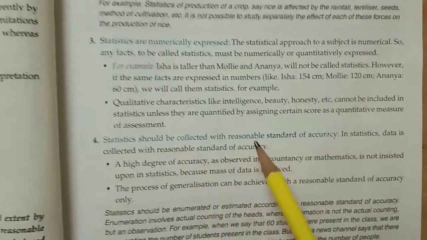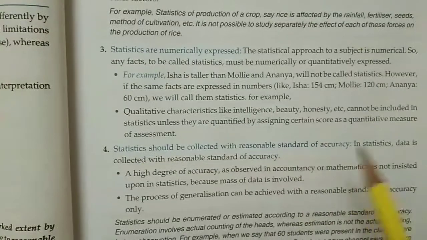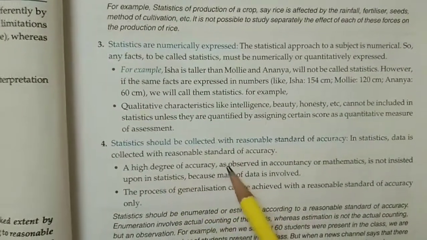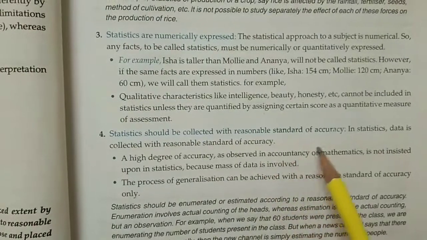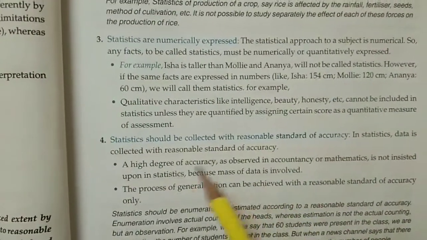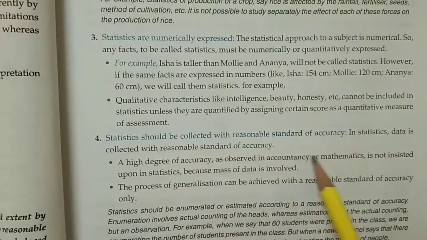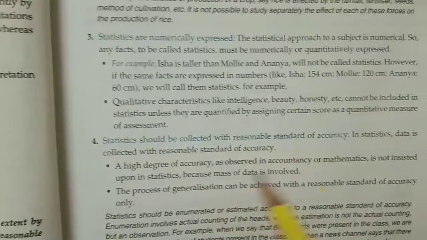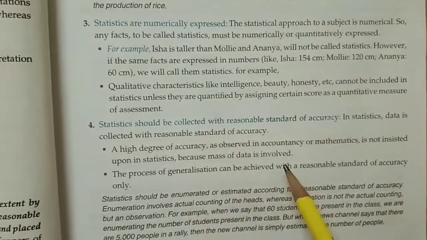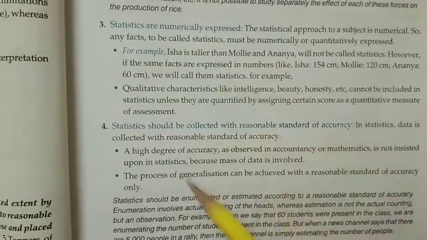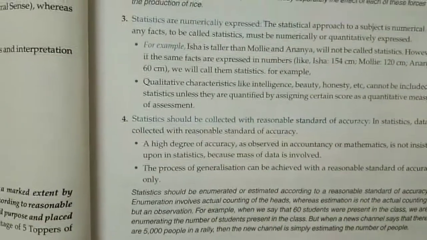Statistics should be collected with a reasonable standard of accuracy. In statistics, data is collected with a reasonable standard of accuracy. A high degree of accuracy as observed in accountancy or mathematics is not insisted upon in statistics because a mass of data is involved. So a high degree of accuracy can't be observed, because there is a mass of data which is involved. The process of generalization can be achieved with a reasonable standard of accuracy only. So hope the features are clear. Now let us see the next feature.